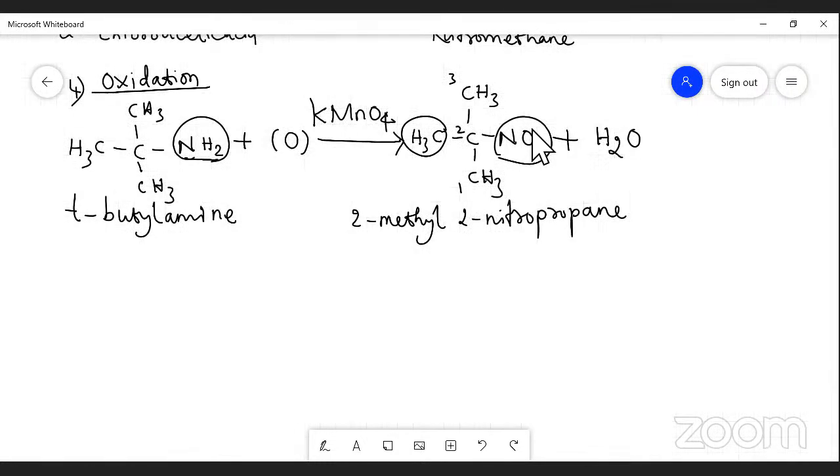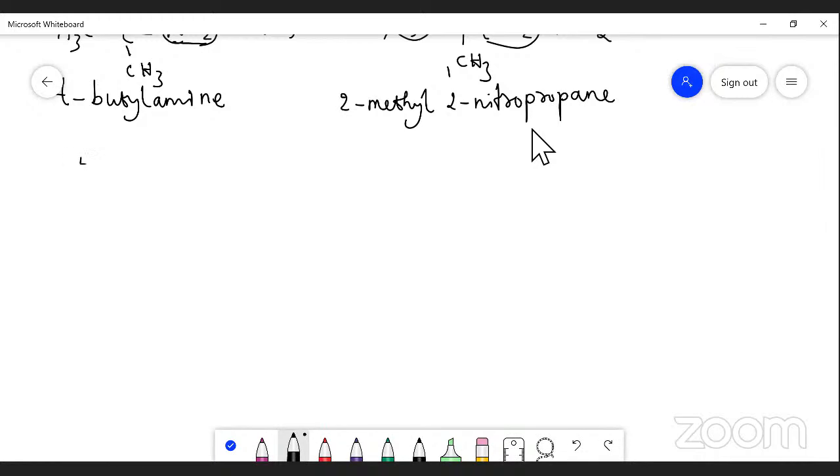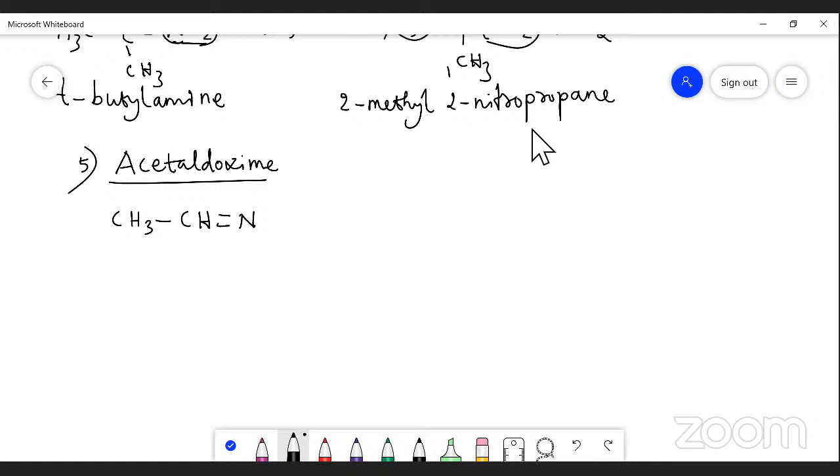And next, you can see the fifth reaction, from acetaldoxime. If you take acetaldoxime, the formula is CH3CH=NOH. Okay. If you take acetaldoxime, it is treated with a compound like CF3COOH.